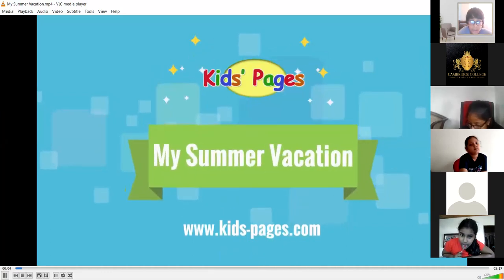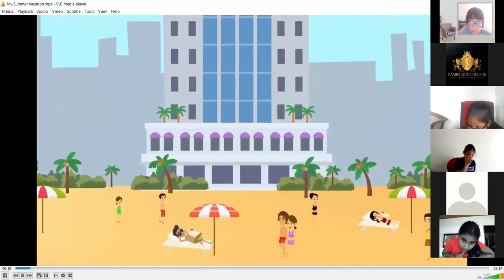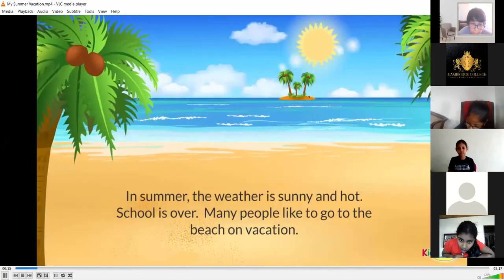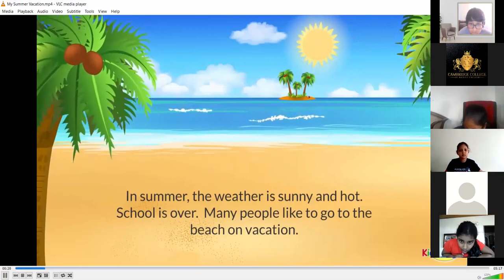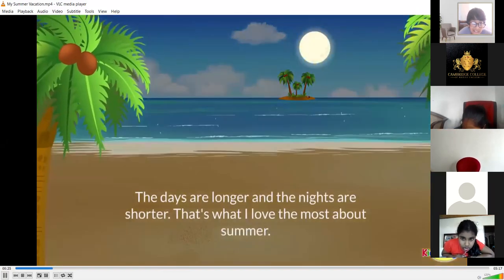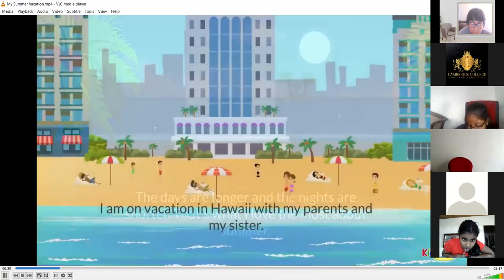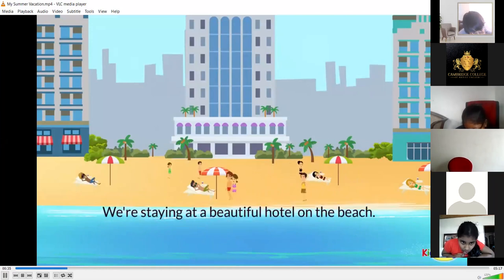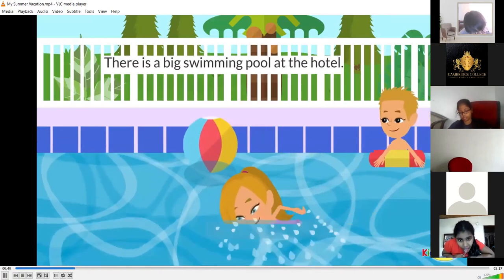My summer vacation. Weather is sunny and hot. School is over. Many people like to go to the beach on vacation. The days are longer, the nights are shorter. That's what I love the most about summer. I'm on vacation in Hawaii with my parents and my sister. We're staying at a beautiful hotel on the beach. There is a big swimming pool at the hotel.